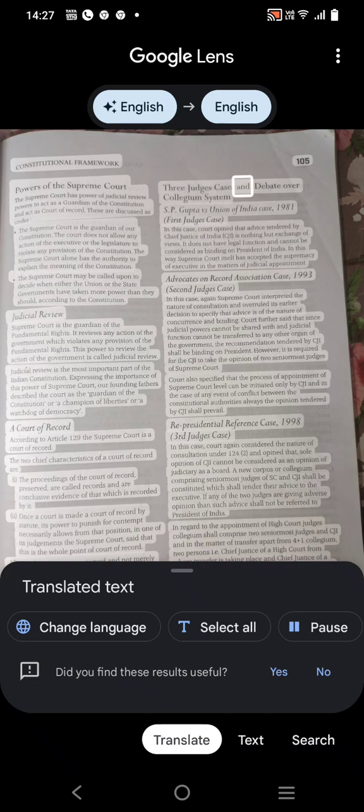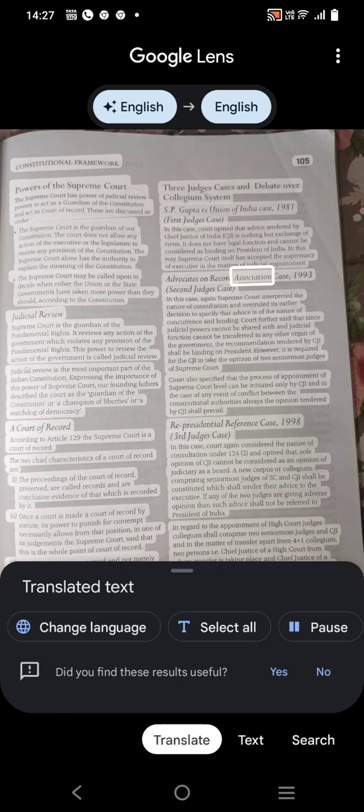Three judges' cases and debate over the collegium system. S.P. Gupta versus Union of India case, 1981, the first judges' case. In this case, the court opined that advice tendered by the Chief Justice of India, CJI, is nothing but an exchange of views. It does not have a legal function and cannot be considered as binding on the President of India. In this way, the Supreme Court itself accepted the supremacy of the executive in matters of judicial appointment.